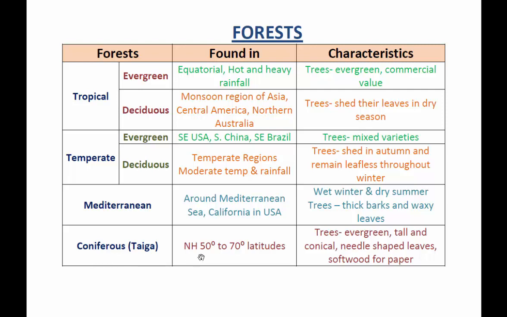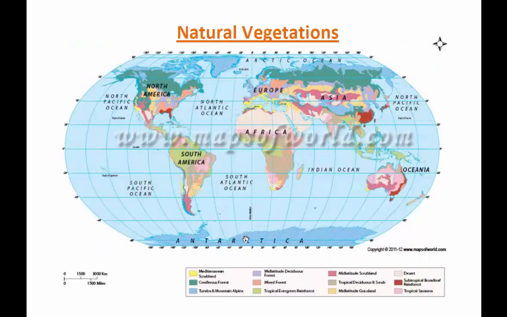And last but not the least type of forest, that is coniferous forest. In the places, mostly in the northern hemisphere, 50° to 70° latitudes in the north, so to say. So these coniferous forests, you will see, which has been shaded in peacock blue. Russia, most of the northern part of America are all coniferous forest.